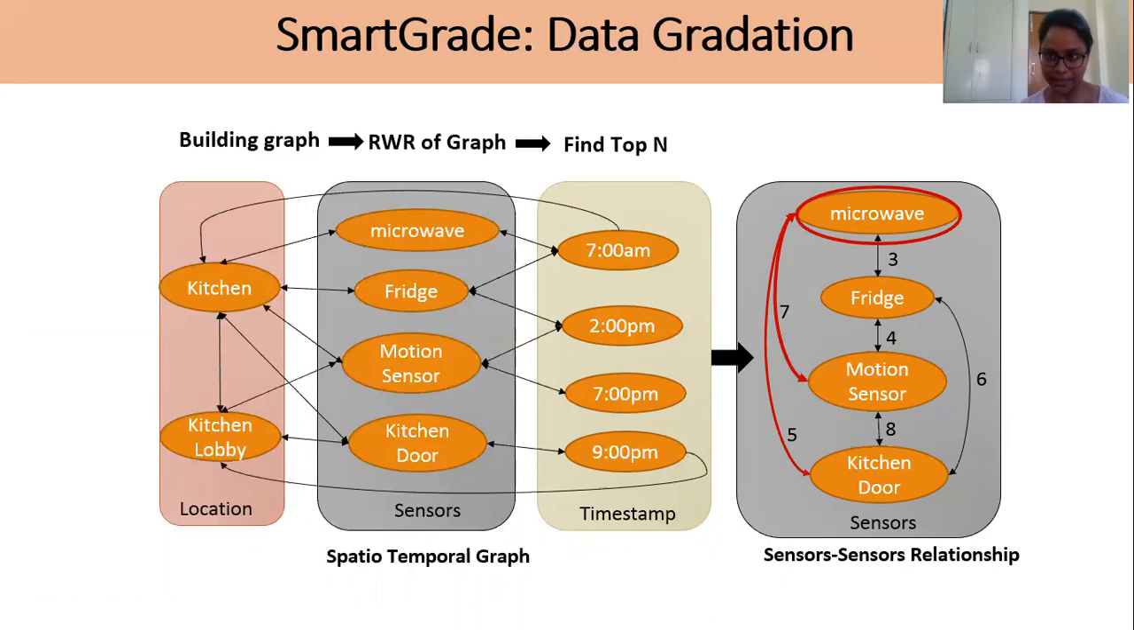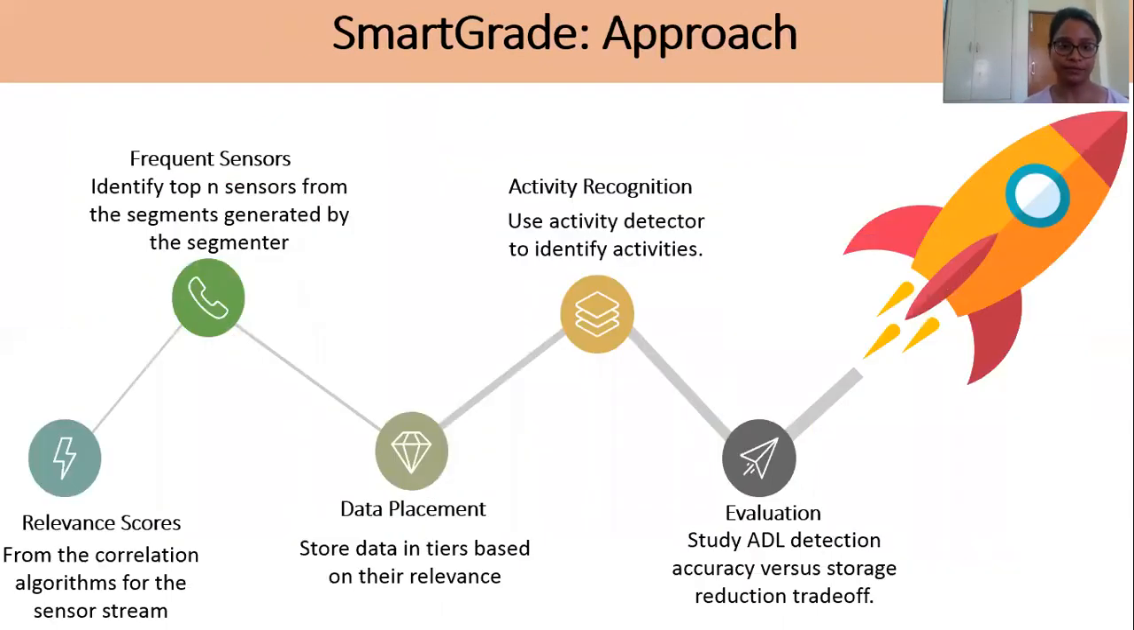Anyway, we understand the context from microwave, and since the relation with fridge is not so high, we keep it to see whether some different activity is happening, like heating food as compared to cooking. So as you can see here, we can really remove the motion sensor and kitchen door and just keep microwave and fridge. So that is how we do the data gradation. It's a very simple example, but that's the idea. So we are done with the first part: we have found relevant sensors, correlated them, and then graded them.